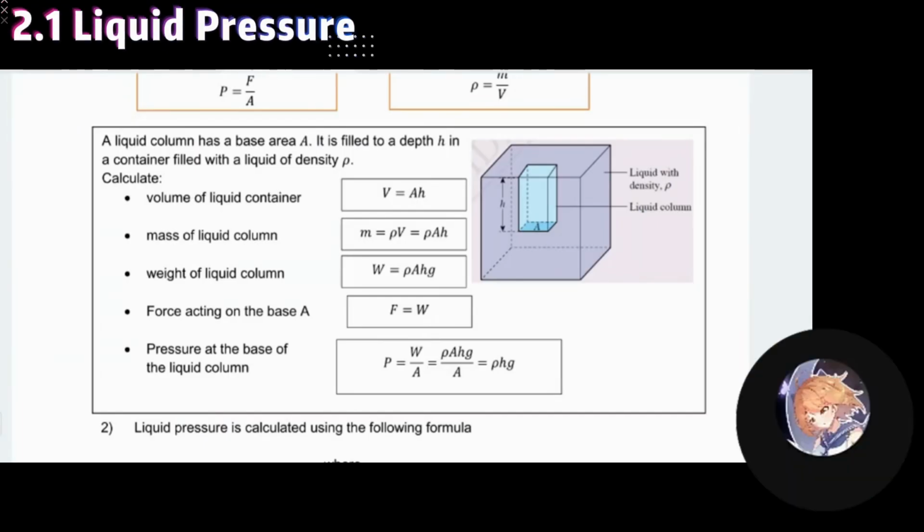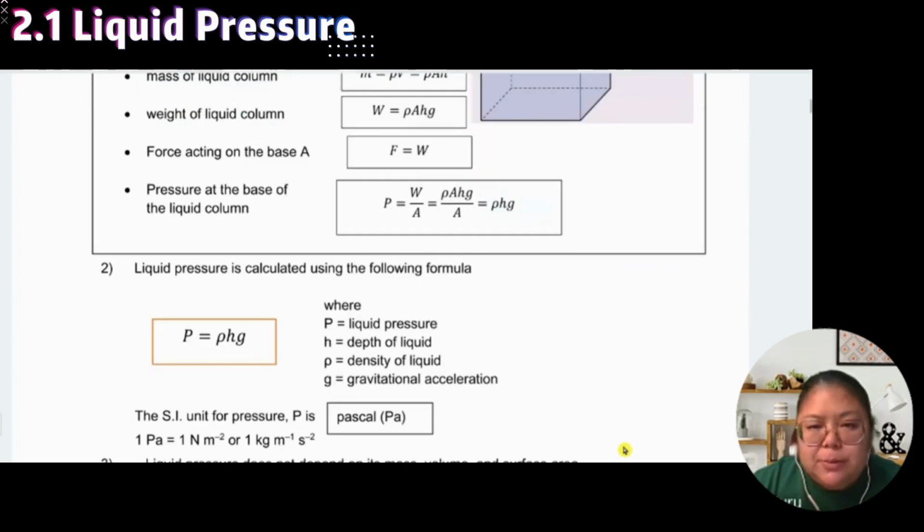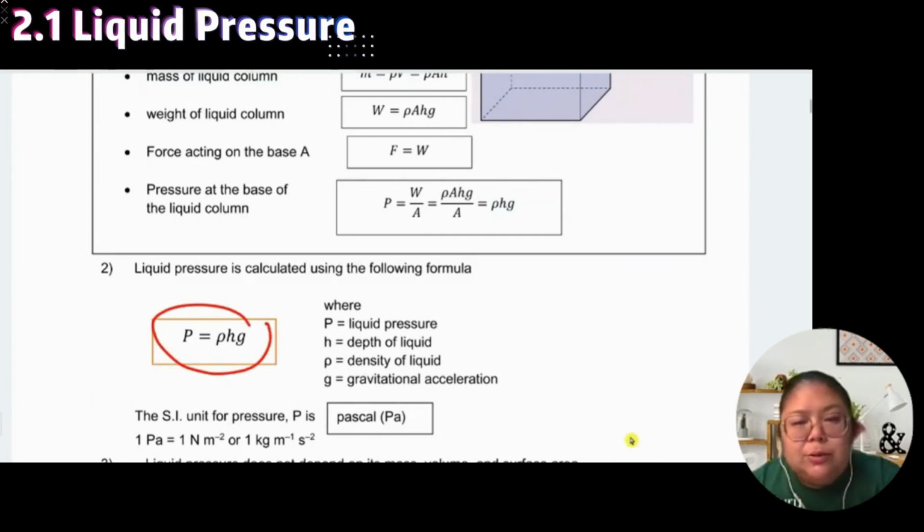Good morning, everyone. Today I want to complete 2.1, pressure in liquid. Before that, we already mentioned the formula P equals rho h g. Make sure you know how this formula comes about.